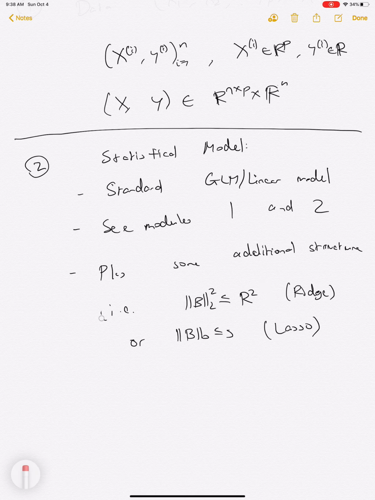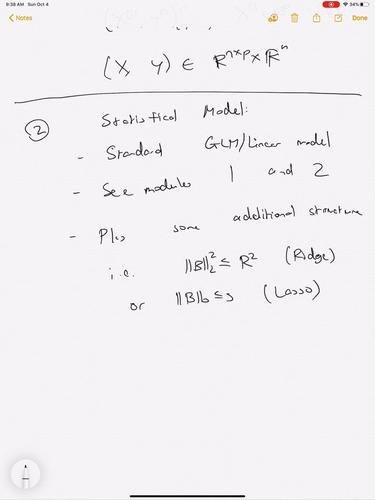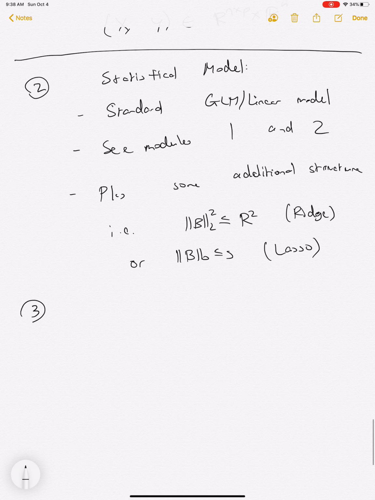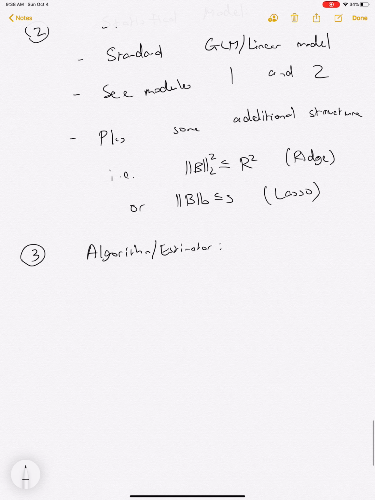So, in some sense, we have exactly the same setting we saw before, but we have some additional prior information about beta. Either it might have a low L2 norm, or it might be sparse or something like that. So the general algorithm and estimators that we considered were of this form.